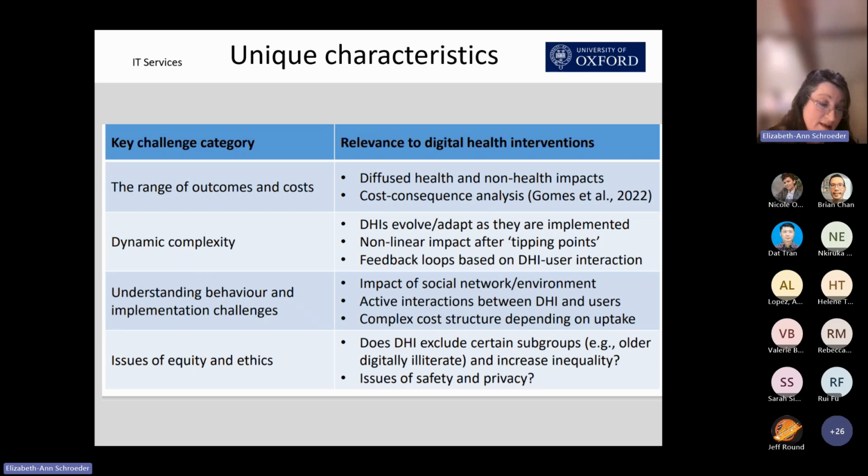They can have feedback loops based on user interaction. They can have complex cost structures depending on uptake. They can require significant investment costs up front, or also to adapt to interoperability needs with existing digital architecture. They have an ability to be personalized. They may collate or interface with complex services or be delivered in different modes.